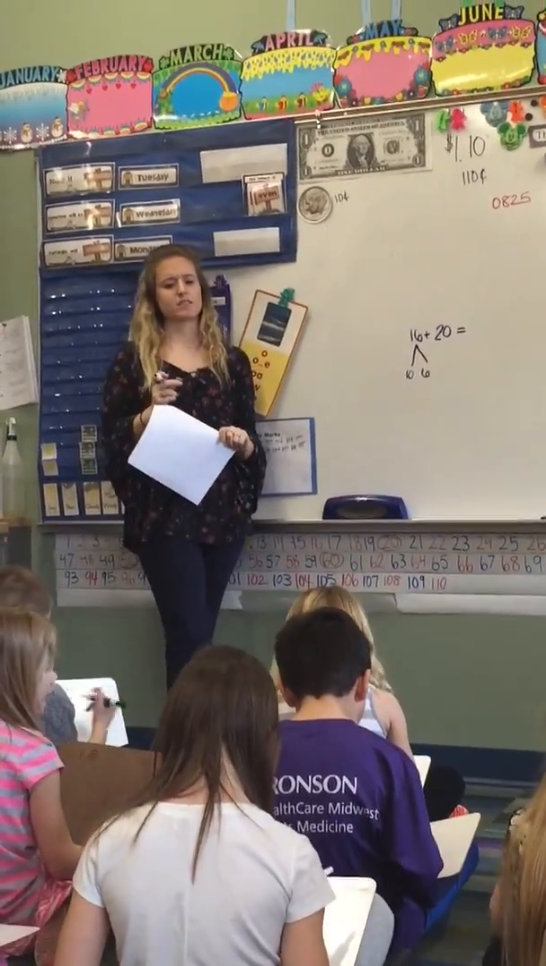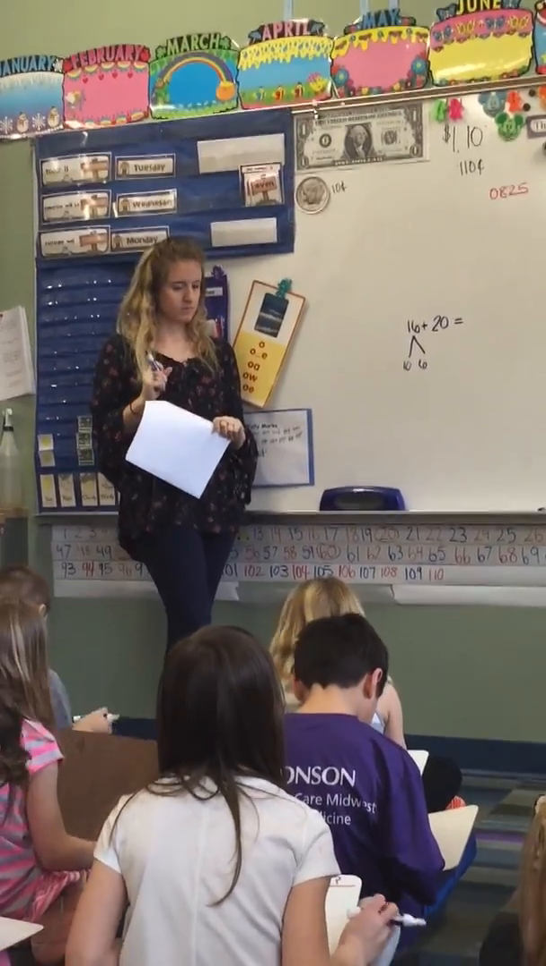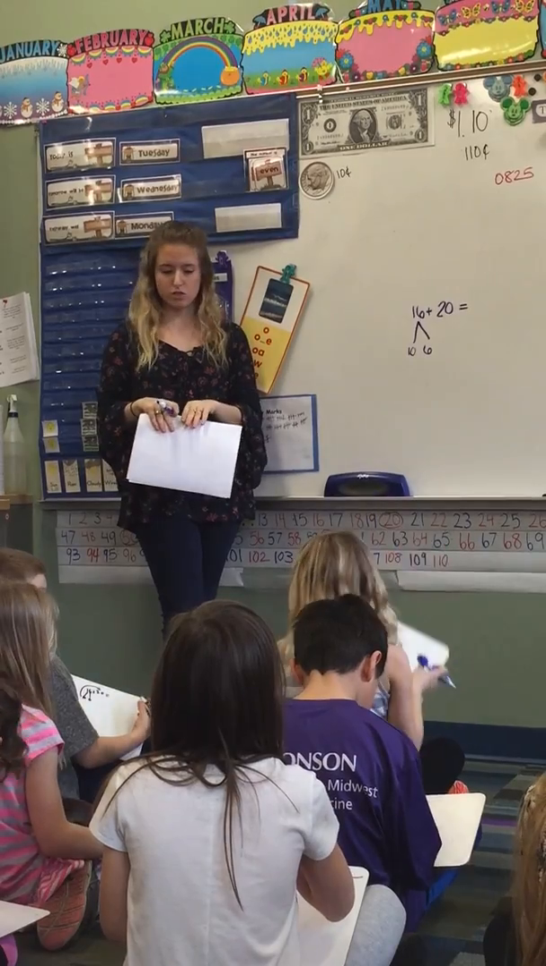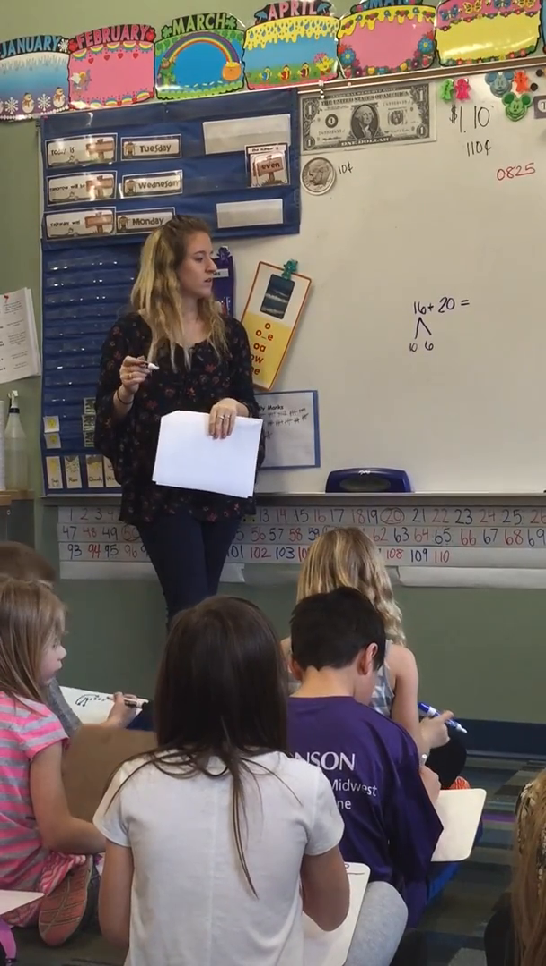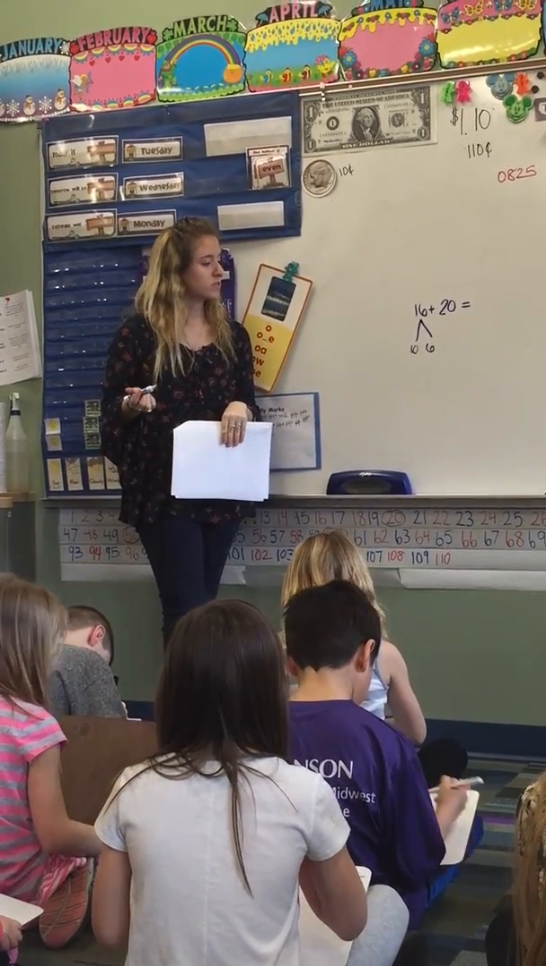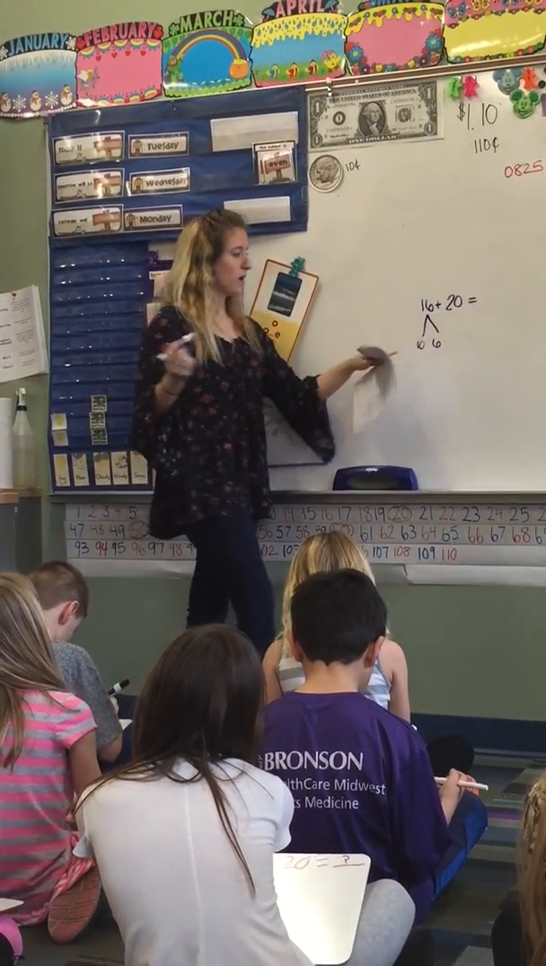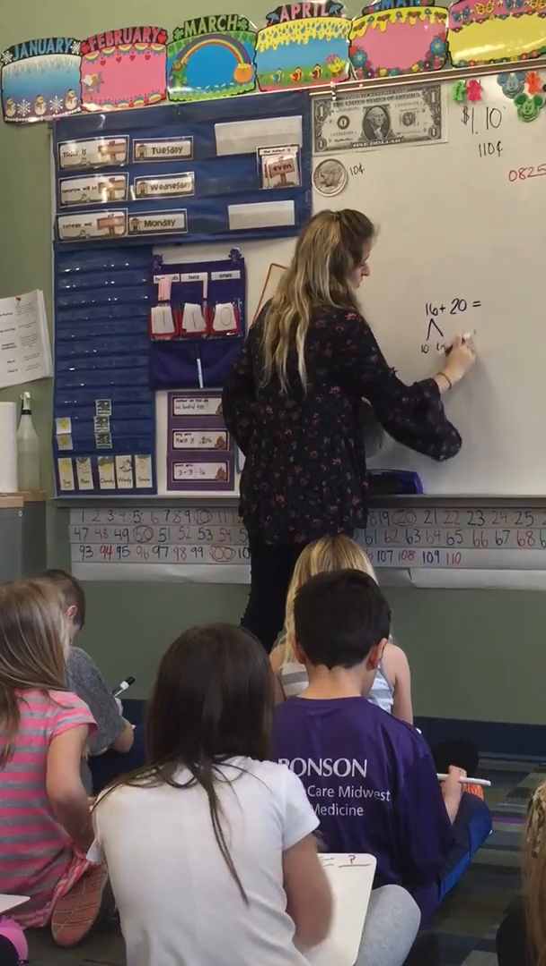Allie, what's my next step? I've broken my 16 into parts. What's my next step? Circle the 20 with the 6. Or, what else? I could do that. But in this case, you could do either.